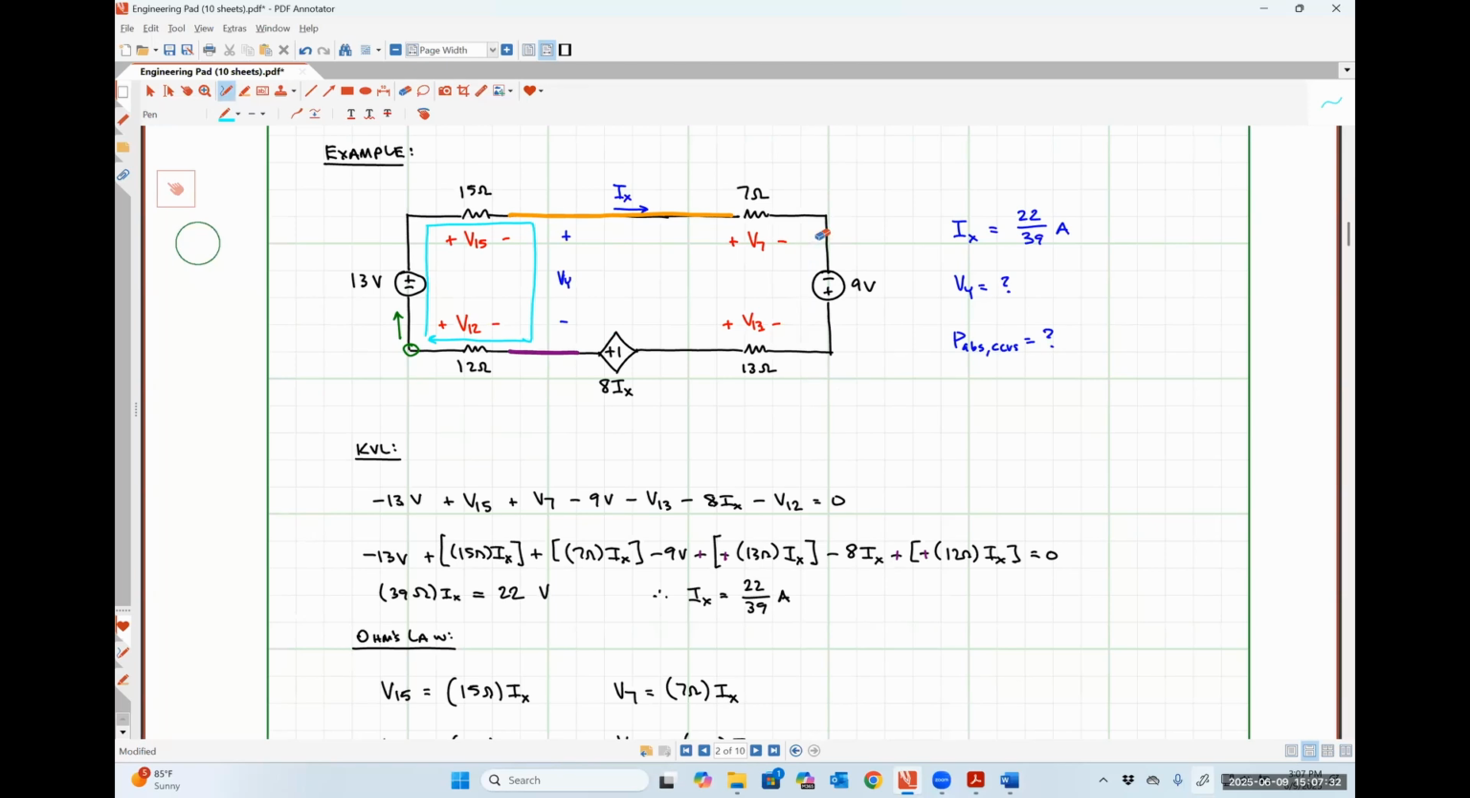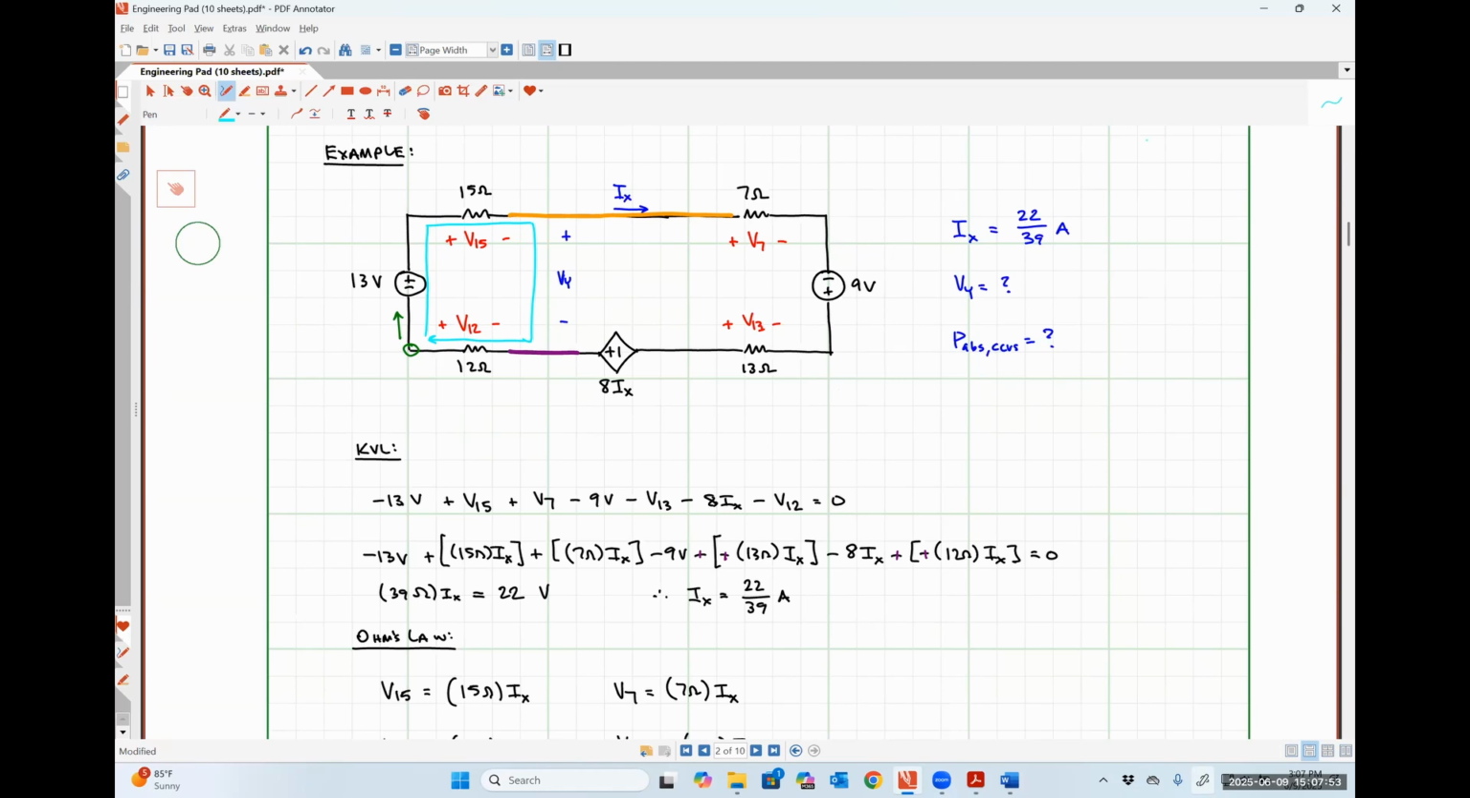Okay, any other questions before we move on? Oh, actually, we still need to do that power calculation. Does anybody have any thoughts on how we might calculate the power absorbed by that current controlled voltage source?